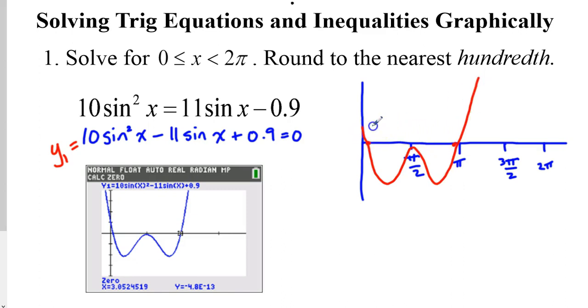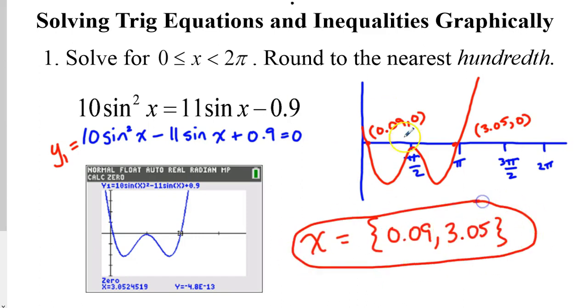All right, so we had the point here, 0.09 comma 0. We had this other point, 3.05 comma 0. So it asks us for our solution set, and our solution set would look something like this. And I'm going to tell the tool that I used down here. Let me find some space and write that in.